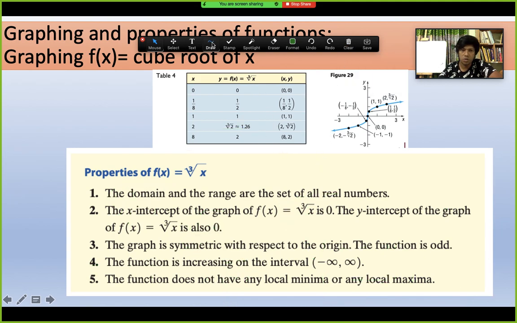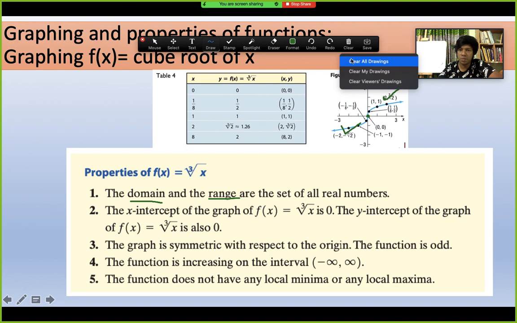Just like our square root function, our cube root function also possesses some properties, and a very important distinction here is that in our cube root function we have the negative side also in the graph. So the domain is all real numbers, and the range is also the set of all real numbers. The x and y intercepts are both still at (0, 0). The graph is symmetric with respect to the origin, so you can see this corner and this corner are similar, so it is an odd function. The function is increasing on the interval minus infinity to plus infinity.